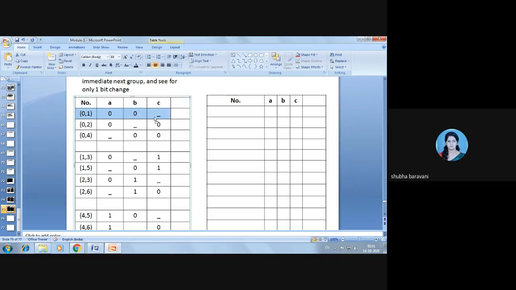Okay, this don't care is here at C. Okay, and here in 1 5 it is here. Okay, so two states can change. So 0 1 1 5 I cannot consider. Next 0 1 and 2 3 I'll see.